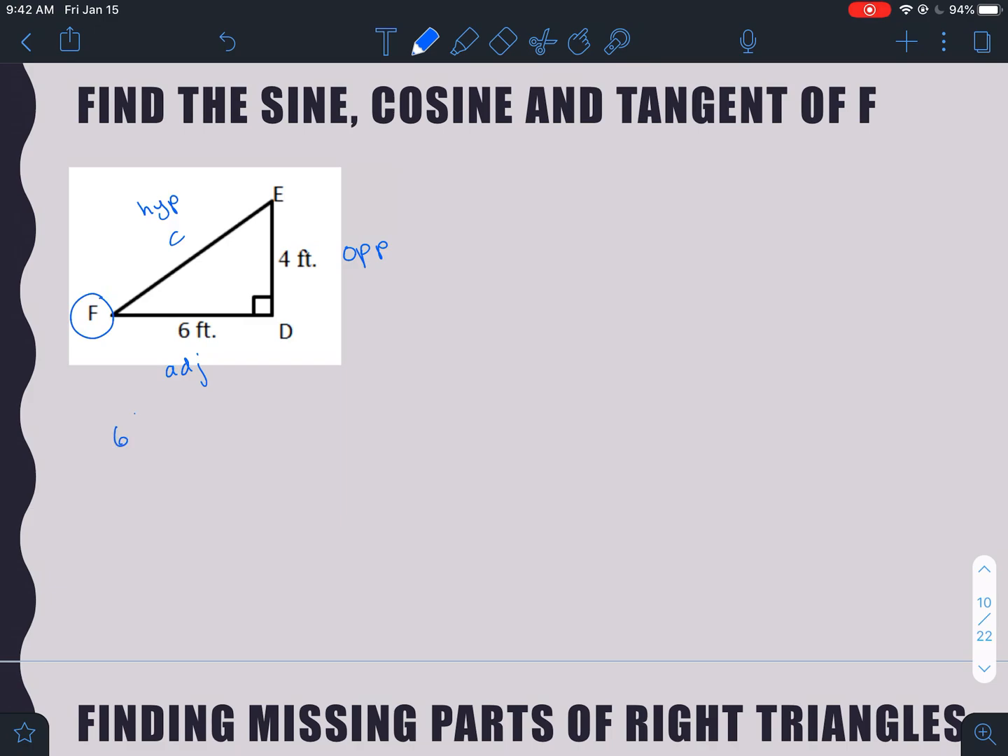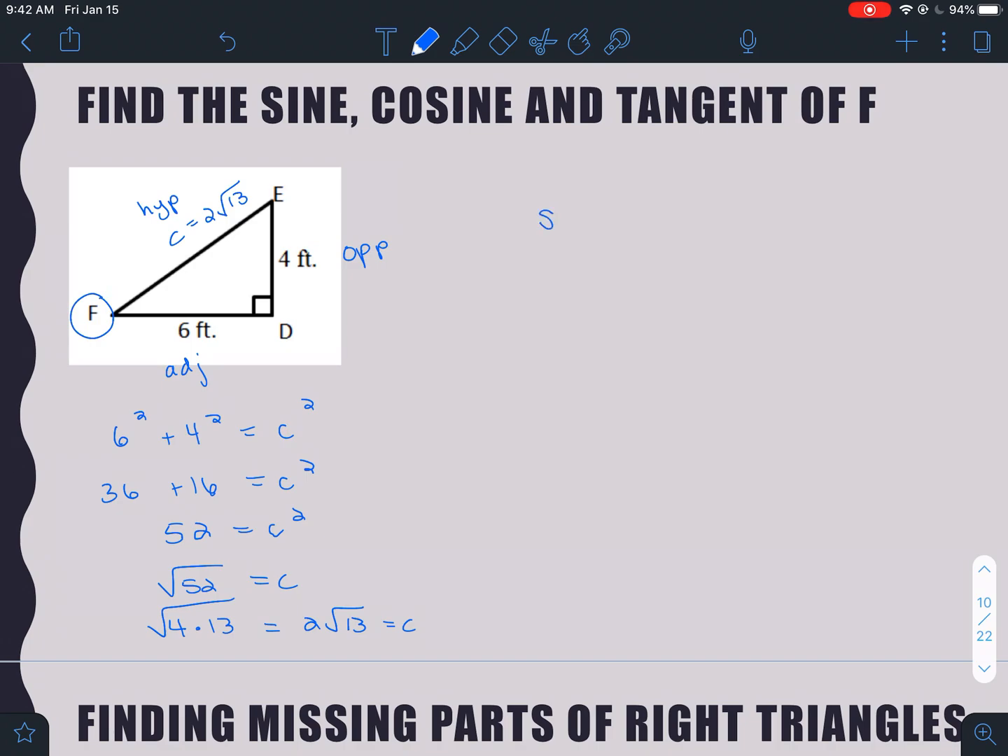So 6 squared plus 4 squared equals C squared. So 36 plus 16 equals C squared. So 52 equals C squared. So we get the square root of 52 equals C, which would be 4 times 13. So C is going to equal 2 square root 13. So this side is going to be 2 square root 13.